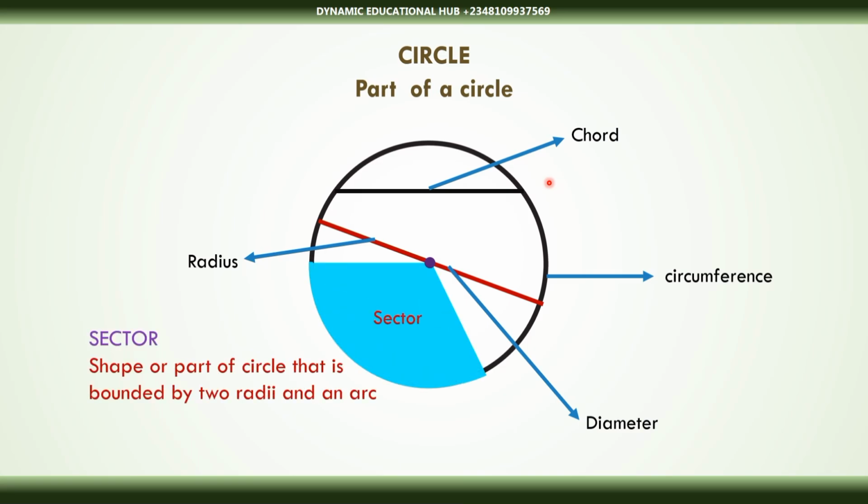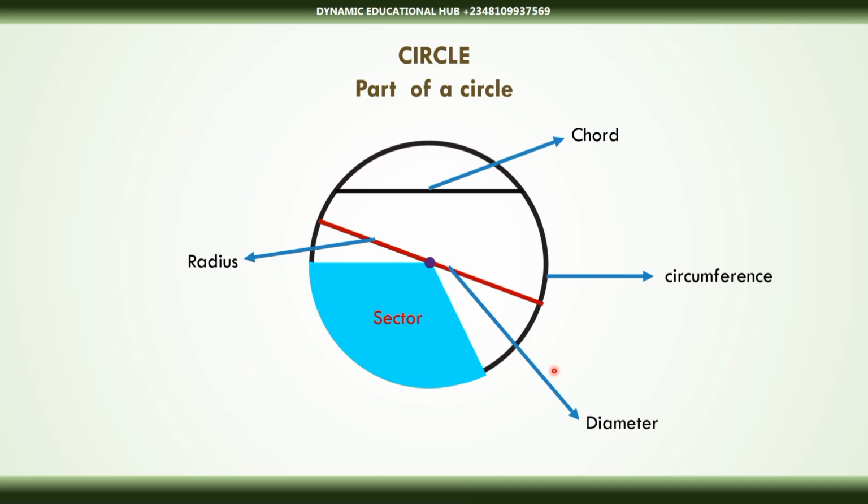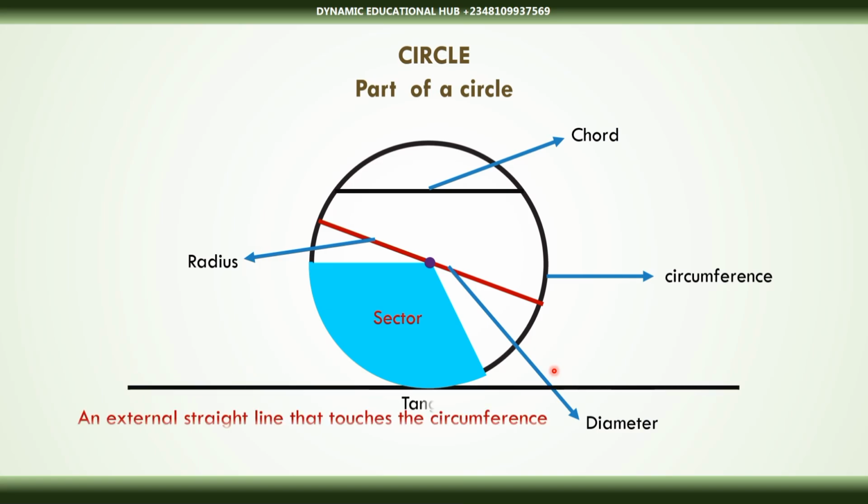We also have a sector. A sector is a shape or part of a circle that is bounded by two radii and an arc. When we have two radii, the boundary of a sector is usually two radii and an arc. So the name of that part of a circle is known as a sector.